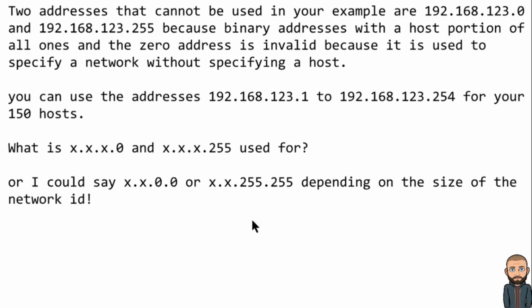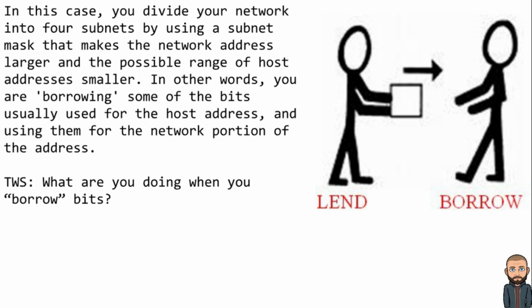If I subnetted it differently, then I would be moving the zeros and the 255 over. And it doesn't always have to be 255 or 0 because we can have uneven octet splitting, but more on that later. In this case, you divide your network into 4 subnets by using a subnet mask that makes the network address larger and the possible range of host addresses smaller. So in other words, you are borrowing some of the bits usually used for the host address. So you're going to hear that term a lot, borrowing bits.